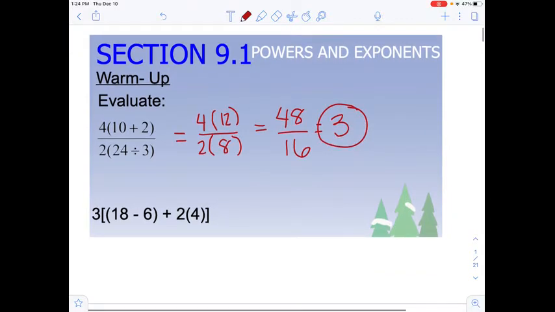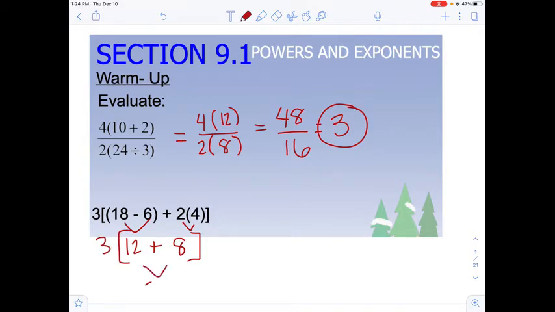And then this next one here, again, we're going to use order of operations. So parentheses first. 18 minus 6 gives me 12. Plus, and then I'm going to do this multiplication here. 2 times 4 is 8. And then multiply that all by 3. 12 plus 8 is 20. 20 multiplied by 3 gives me 60.